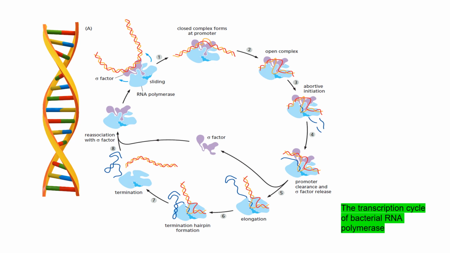So the RNA polymerase, once it encounters this structure, will halt the transcription. So it will terminate the transcription. This is how the process of transcription works in the case of the prokaryotes.